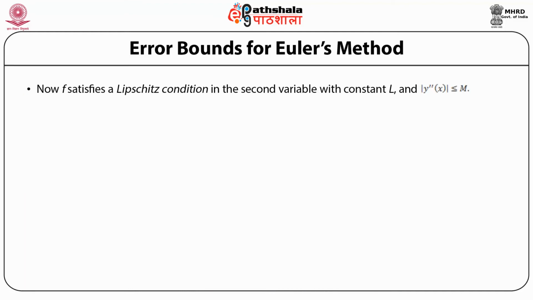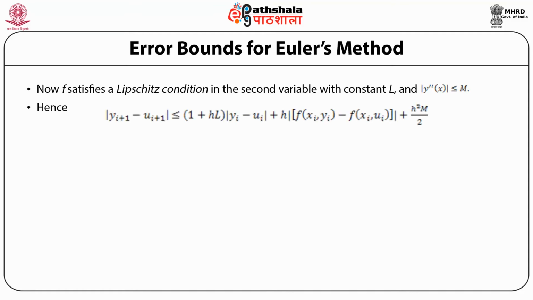Now f satisfies a Lipschitz condition in the second variable with constant L, and mod of y double prime(x) is less than or equal to M. Hence, mod of y_{i+1} minus u_{i+1} is less than or equal to (1 plus h L) into mod of y_i minus u_i plus h square M by 2.